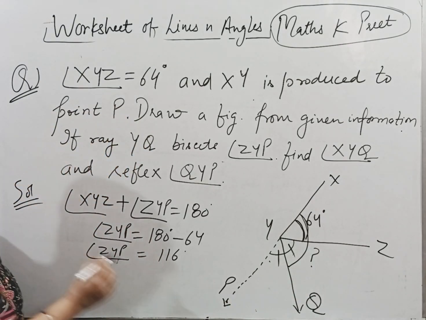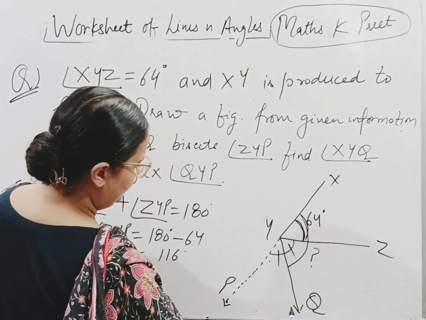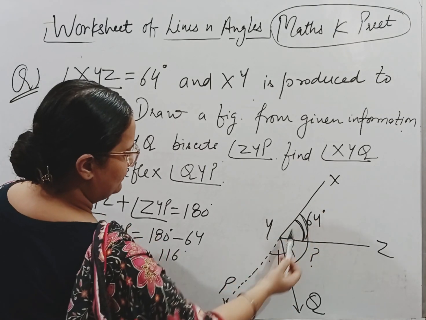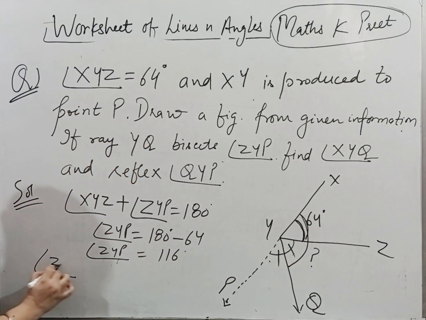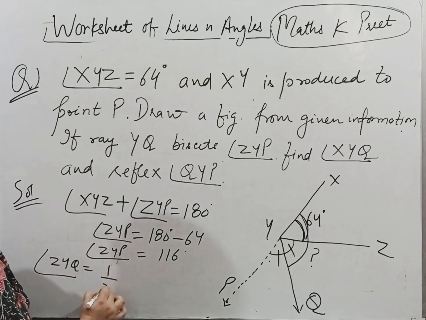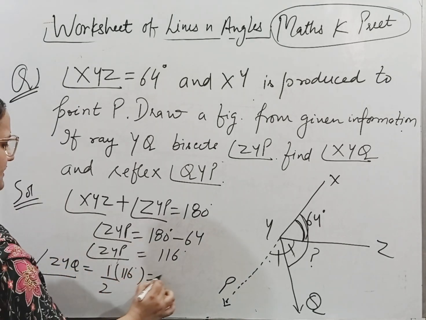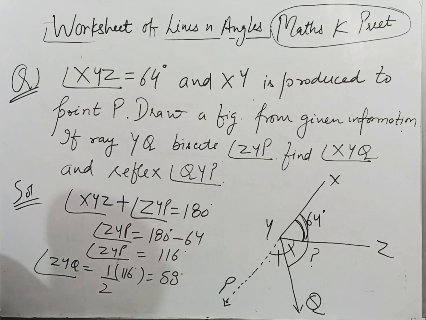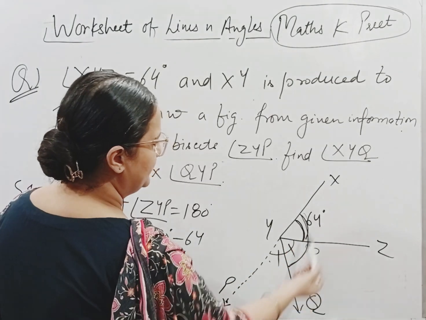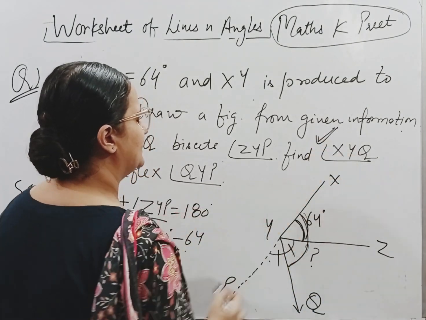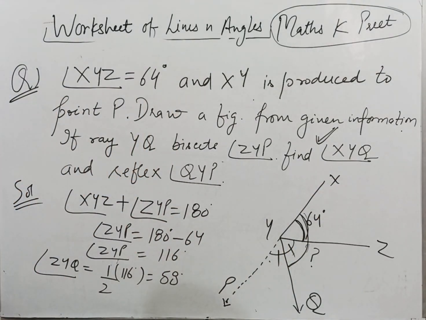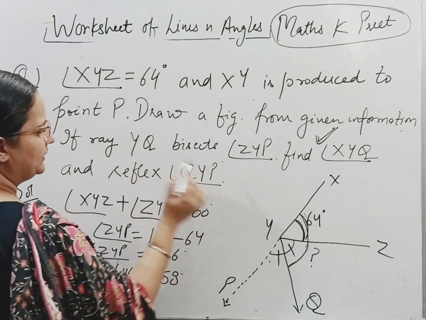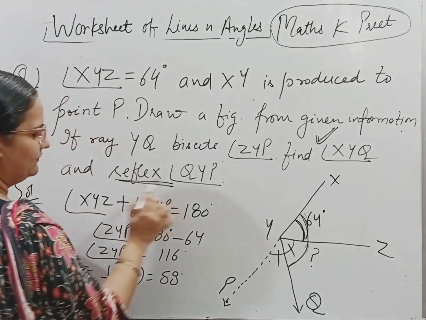Now YQ is bisecting this 116. So to find XYQ, we will find ZYQ. ZYQ will be half of 116 degrees, that is 58 degrees. Now if we add up this 64 and 58, we have the measurement for XYQ. So this is the answer for the first, XYQ. Now we have to find QYP, reflex QYP.